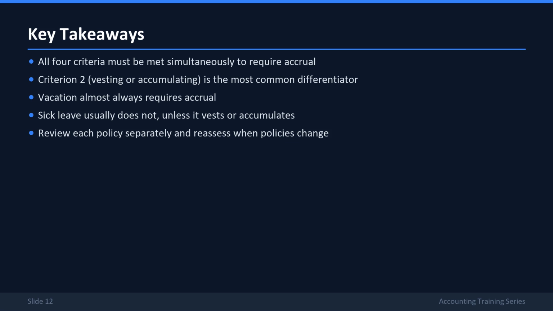Let us review the key takeaways from this section. Accrual for compensated absences under ASC 710 is required only when all four criteria are met simultaneously. Criterion 2, which requires the absence to vest or accumulate, is the most common differentiator between absence types that require accrual and those that do not. Vacation leave almost always requires accrual. Sick leave usually does not, unless the policy specifically provides for vesting or accumulation. Each absence policy must be analyzed separately, and conclusions must be reassessed whenever the policy terms change.